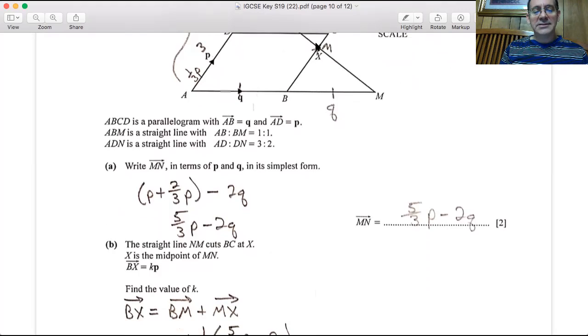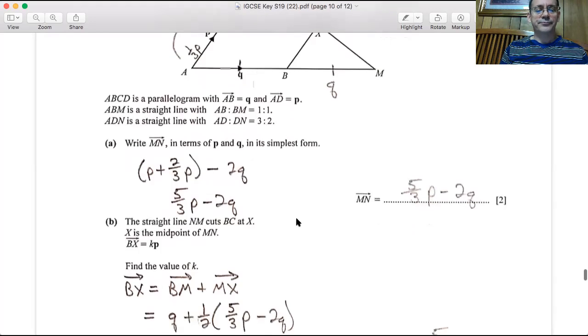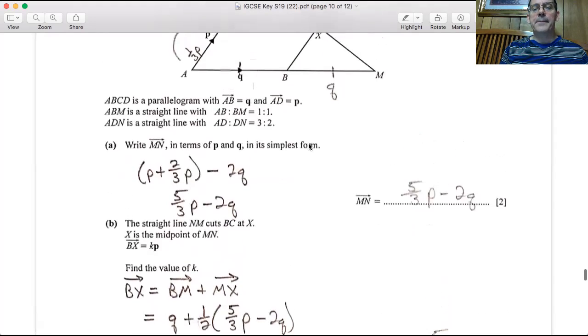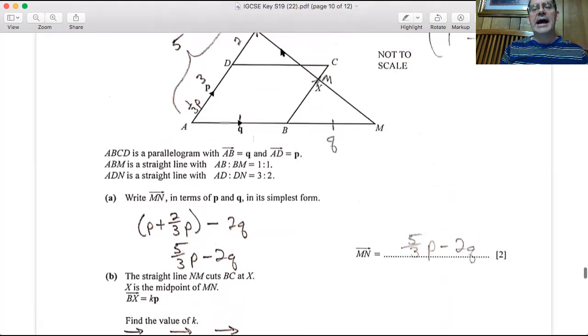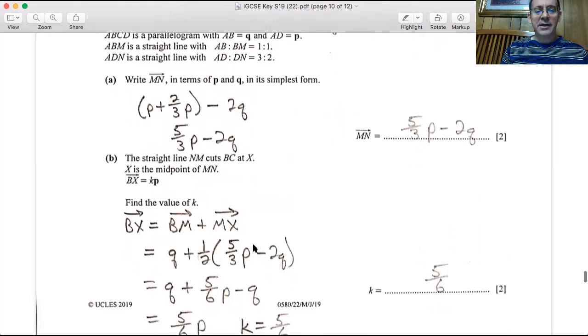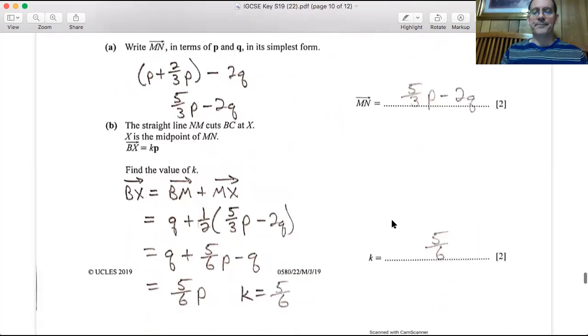So BX equals BM plus MX. In this case, we're adding the vectors because it's head to tail. Okay, so the BM is right here, q, that's easy. And then MX is half, since X is the midpoint, it's half of MN. We already figured out MN, and since X is the midpoint, then MX is half of that. So that's nice because we've already figured out MN.